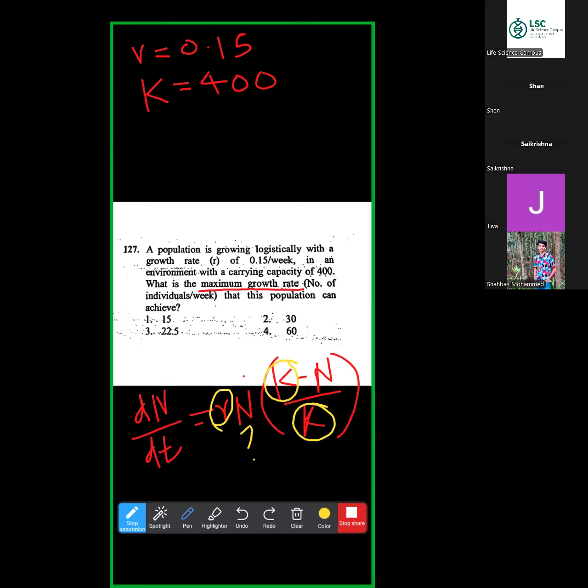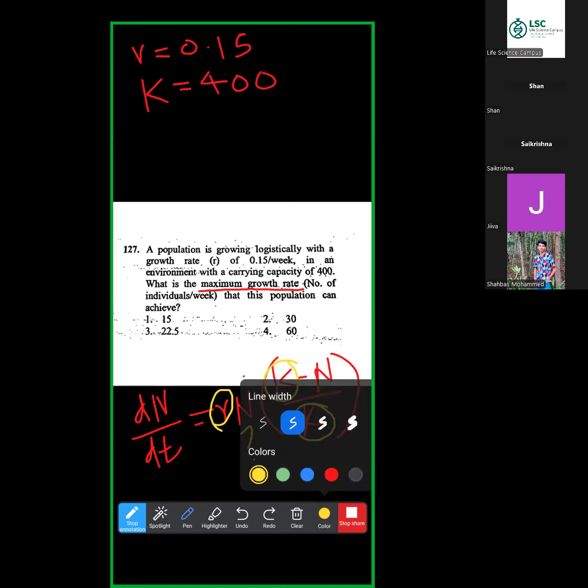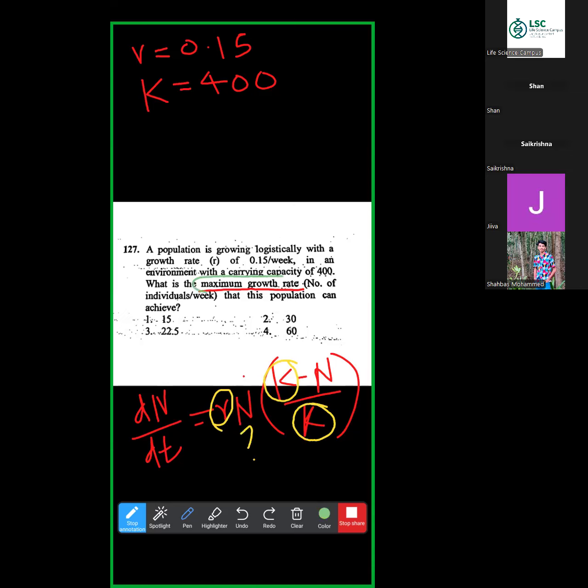But they have already asked in the question for the maximum growth rate. So a population can exhibit maximum growth rate at half carrying capacity. So they have already given us a hint for the N value. What will be the N value? N will be half of the carrying capacity, that is 200.